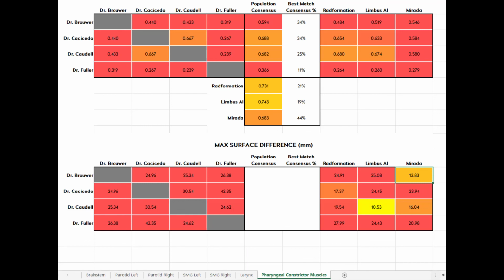So I told you it was a mystery. I told you you would be a detective, and we are just really starting to write this book together on consensus contouring and the things we can learn from it.